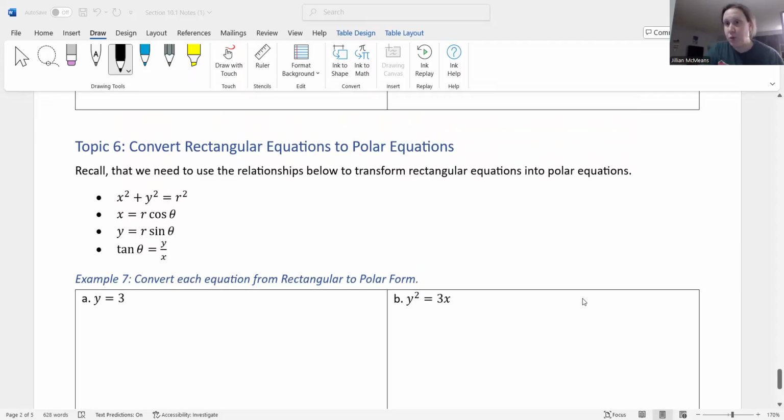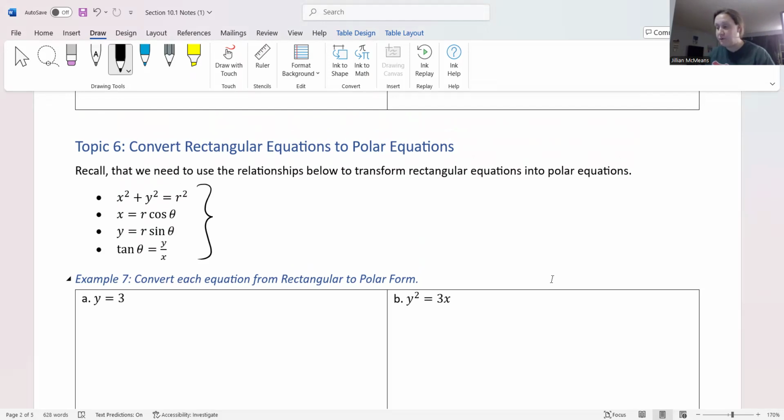Okay, last up for this worksheet is topic 6, where we're going to convert rectangular equations to polar equations, okay? So we need to remember a few substitutions that we have. We know x squared plus y squared is equal to r squared. We know that x is equal to r times cosine theta. We know that y is equal to r times sine of theta. We also know that tangent of theta equals y over x. So these are the substitutions that we absolutely know, okay? So we have these relationships, we may need to use them, okay?